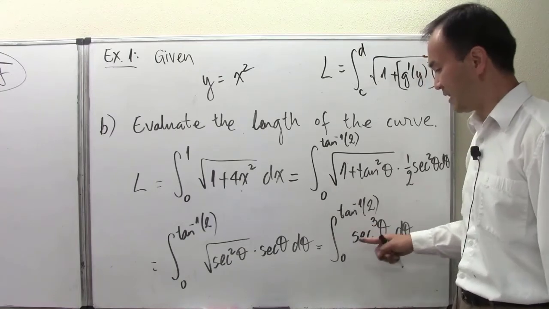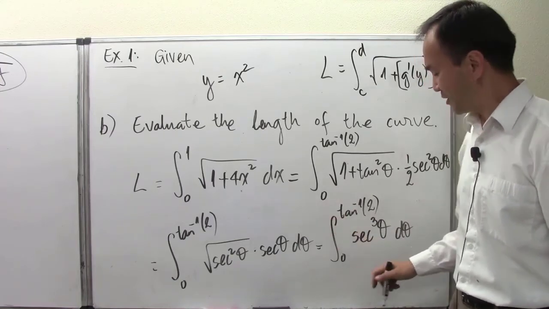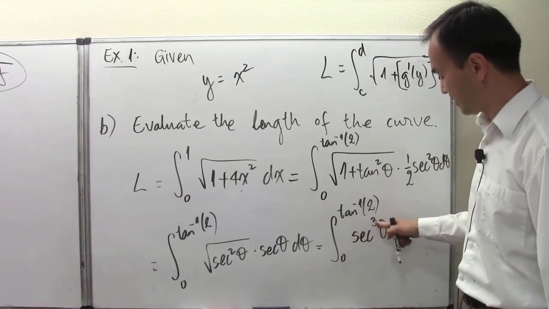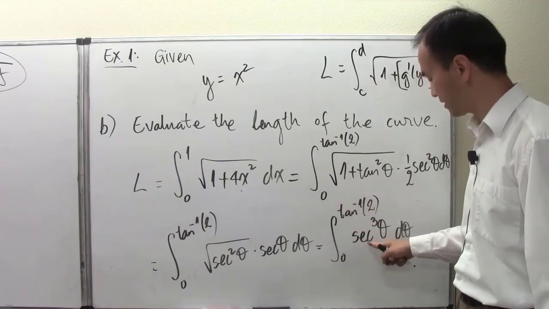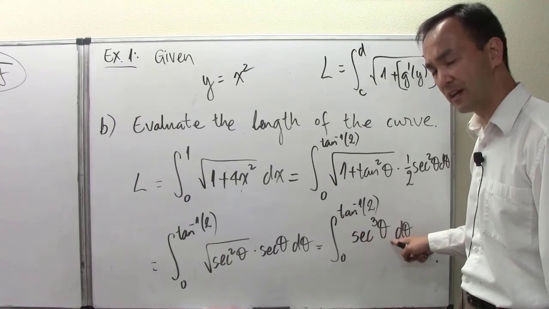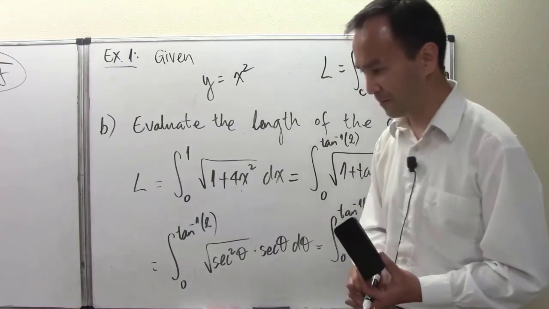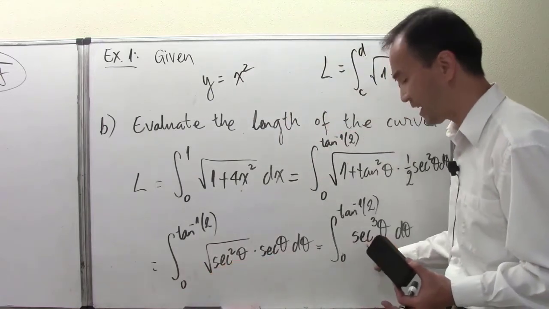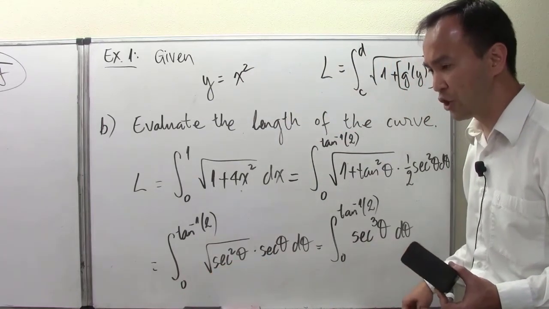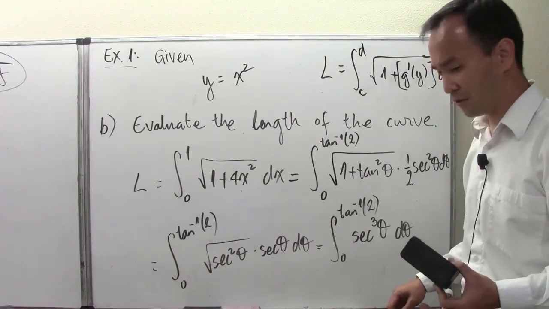But here, allow me to just tell you the answer. So the indefinite integral for secant cube of theta is going to be the following, because according to the fundamental theorem of calculus, we need to find the antiderivative of secant cube right there.